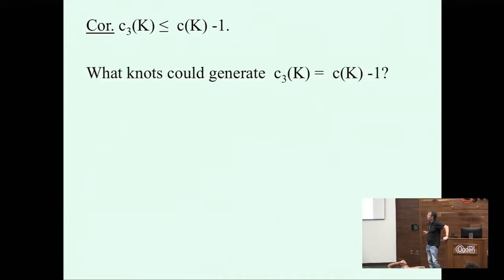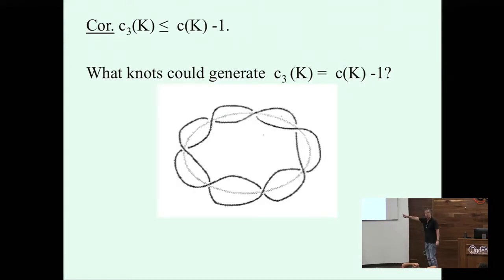So the question is, what knots could actually have triple crossing number equal to crossing number minus 1? The only ones are ones that have a projection with just one circle in it, because if I had 2 circles, I'd lose 2 crossings, 1 from each circle. So it's only those projections that have 1 circle in them, and I can't serger that one to get more circles, right? So that's the only case.